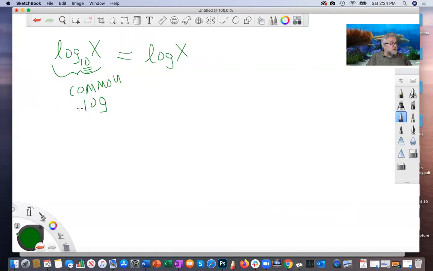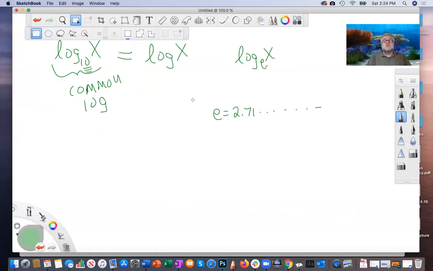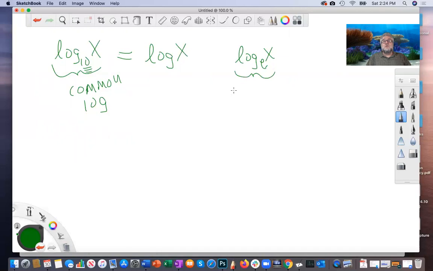Now, if you had log to the base e, remember we talked about e? It was 2.71, blah, blah, blah, and it was some very complicated limit equation thing. It's just a number, but it's used a lot, enough so that it gets its own logarithmic function as well. When you have something log to the base e, this is referred to as natural log. That does not start with an L. Oh, I can't spell.